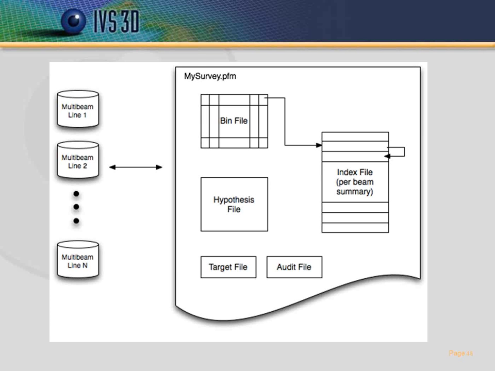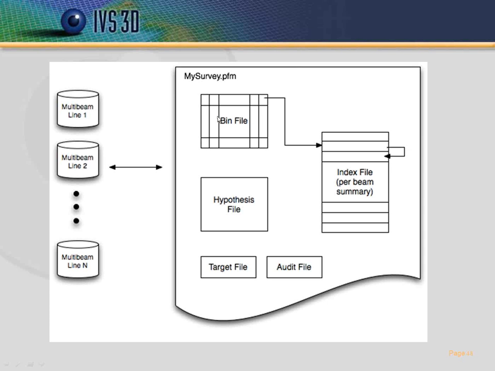The process of building a PFM, which is normally done inside the Magic tool, produces this data structure, which I'm just going to call mysurvey.pfm, and which is really a directory. Inside it, it has a number of different files. Generally, you see three: a bin file, an index file, and a hypotheses file, and optionally the target and audit files. Together, these make up what we call the PFM structure.